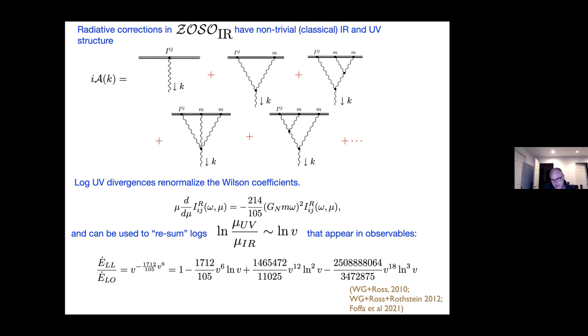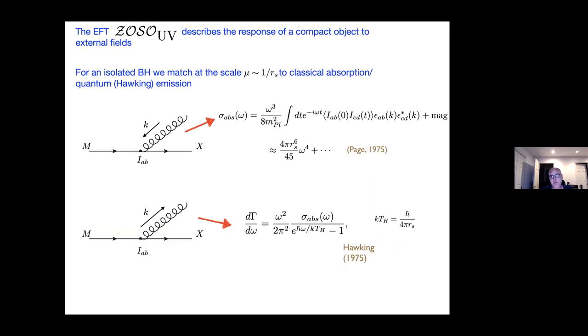This is not the exact answer. This is just the series of logarithms. And so the renormalization group allows you to very simply predict the whole pattern of logarithms. This is something that we worked out about a decade ago and recently has been extended to the renormalization of all moments. The final thing I'll discuss is matching the UV theory of the composite object.